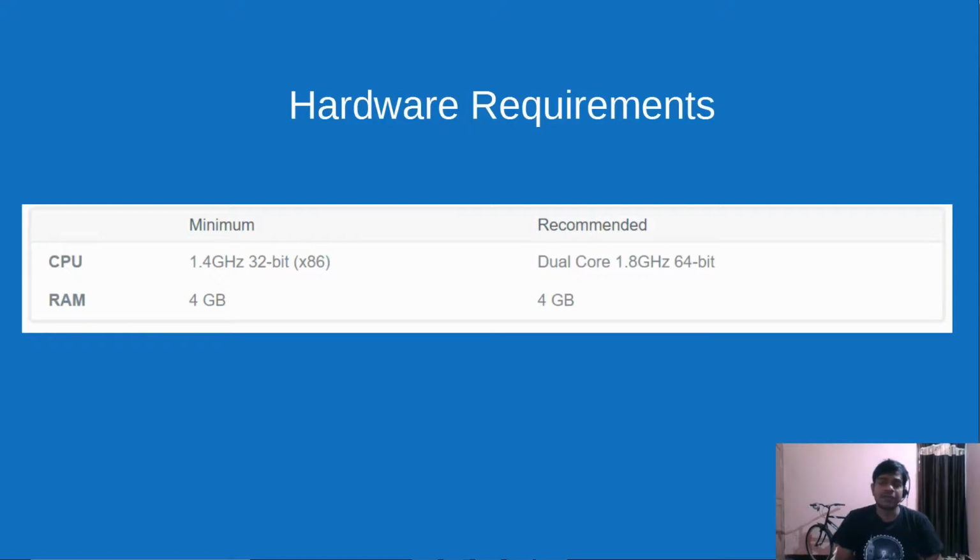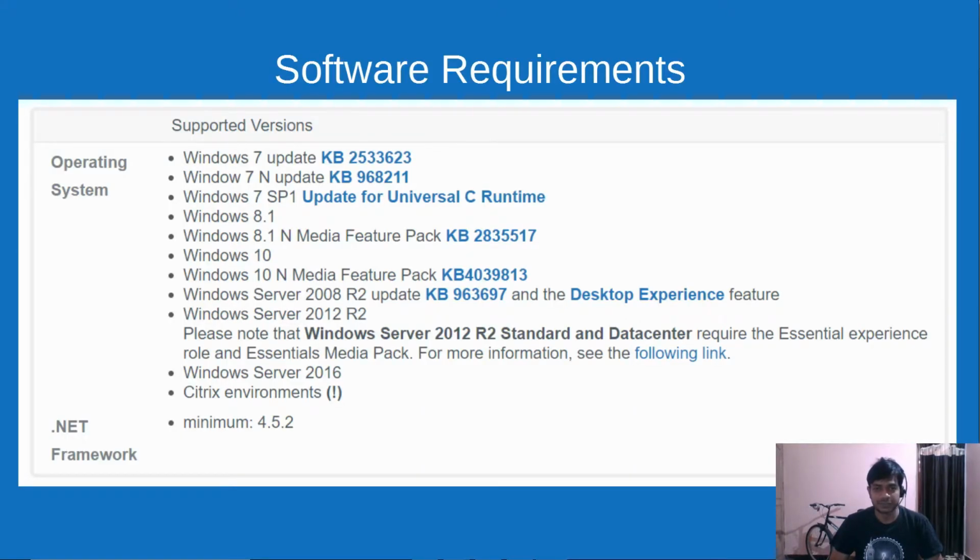For installing UiPath Studio, the minimum hardware requirement is a 1.4 GHz 32-bit CPU, and the recommendation is a dual core 1.8 GHz 64-bit CPU. RAM is minimum 4 GB. For the software requirement, you need at least Windows 7 or more: Windows 8.1, Windows 10, or Server 2008, 2012, or Server 2016.